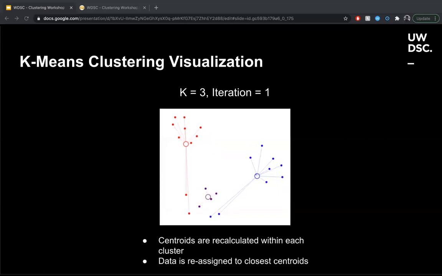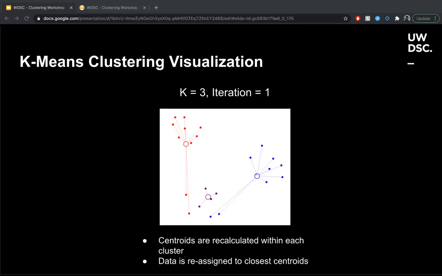And you'll notice that in this first iteration, the purple centroid moved way down to the bottom left, the red centroid moved up to the top left, and the blue to the right. And so we then repeat the same process. All the data points are then reassigned. So if a data point is now closer to a different centroid, it switches from one cluster to another.